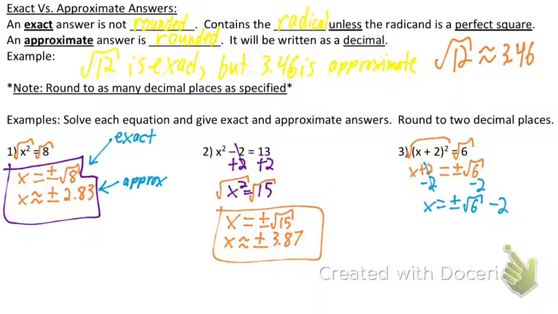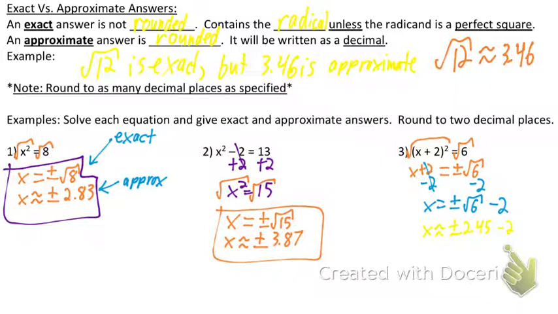Now, to find my approximate, I would actually subtract 2, and I have to split the equation, right? Now, we type in square root of 6 into our calculator. We round to 2 decimal places, and we say, that's approximately positive or negative 2.45 minus 2. So now we have to split our equation because we have a positive and a negative, right?